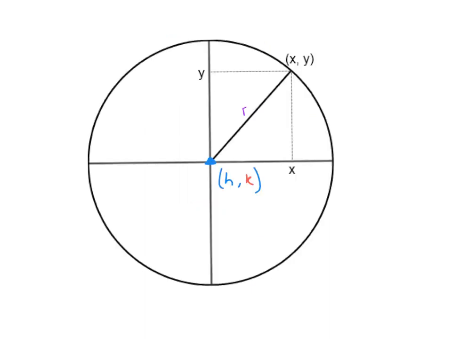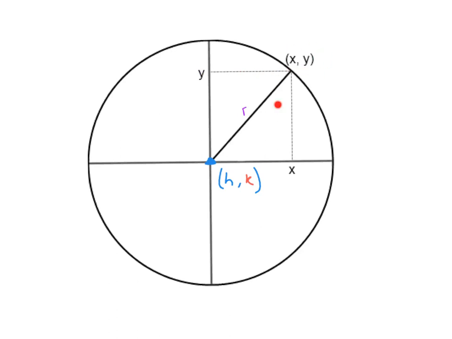Off we go. Okay, so here we have a circle. We are told that its center is h comma k. We have its radius here, and there's a point on the circle, and that point is x, y. So we can see our x value here and our y value there. So x, y is on the circle.